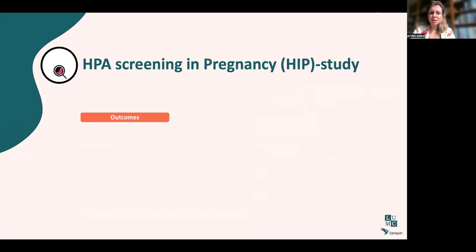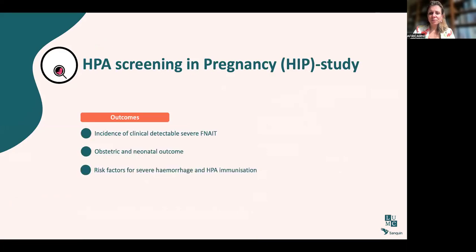Blood was collected in all RHD and RHC patients, and we were looking for the following outcomes: the incidence of clinically detectable severe FNAIT, obstetric and neonatal outcome, risk factors for severe hemorrhage, and HPA immunization.